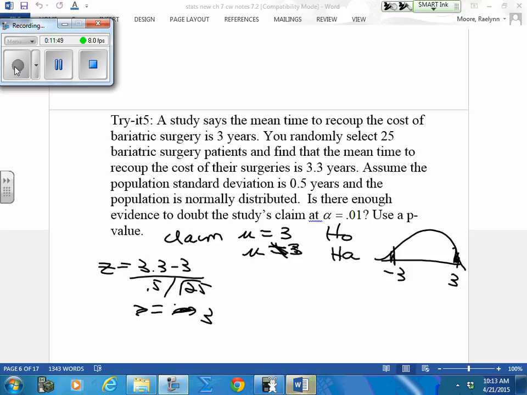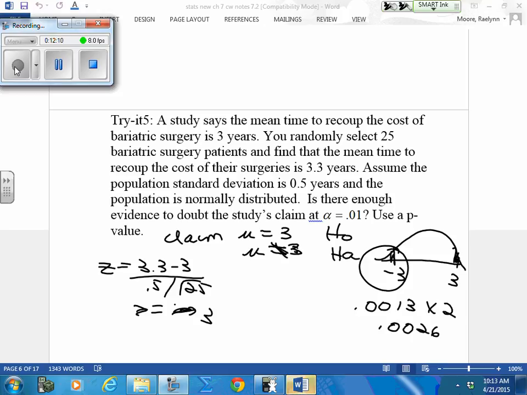You have to find your area. So it's easier to look up the negative 3. If you look up the positive 3, could that little tail be 0.99 something or other? You have to subtract it from 1. So look up the negative 3, 0.0013, and make sure you times it by 2.